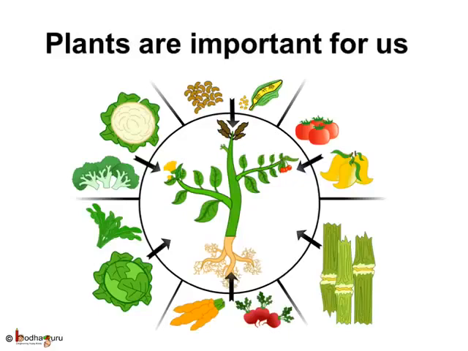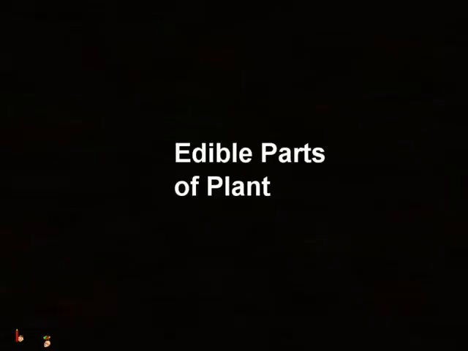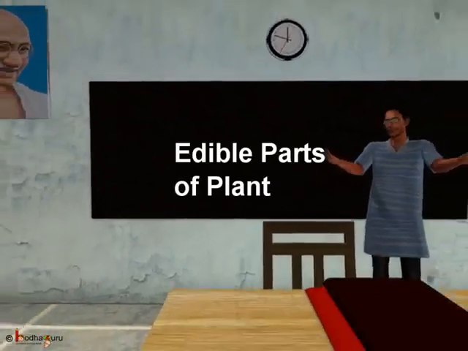So we see the various parts of the plants like the stems, roots, leaves, fruits, seeds are not only important to the plants for its growth but also for us as we eat many of these parts of the plant as our food. So plants are very important for us and we should take care of plants.